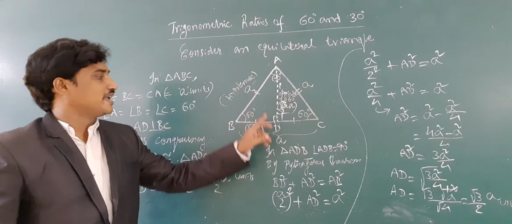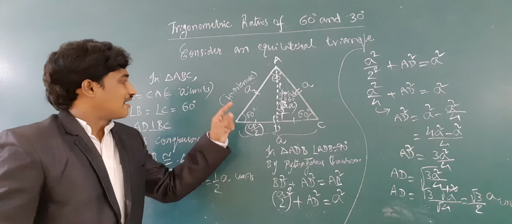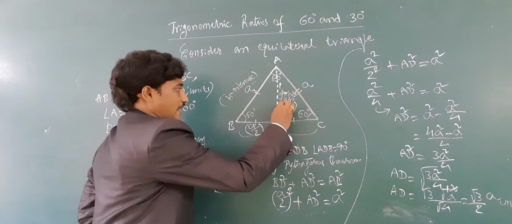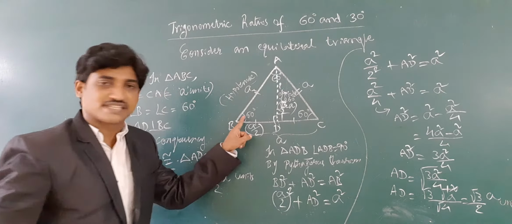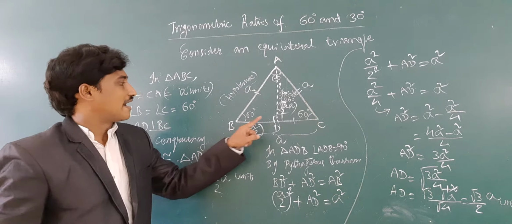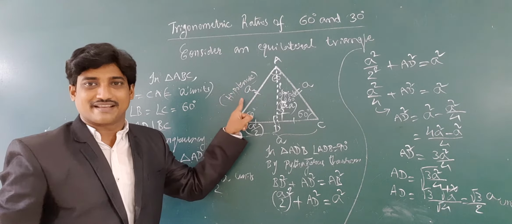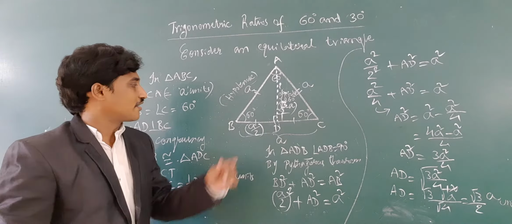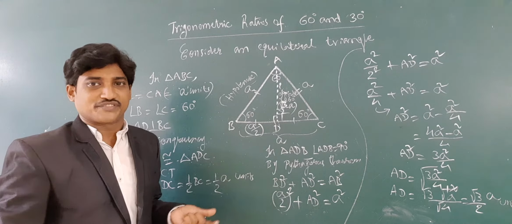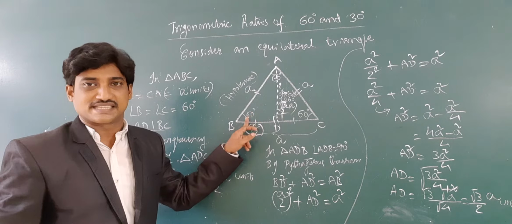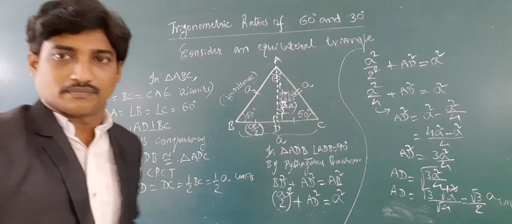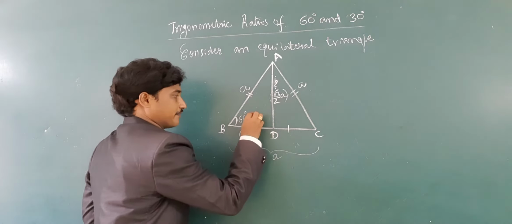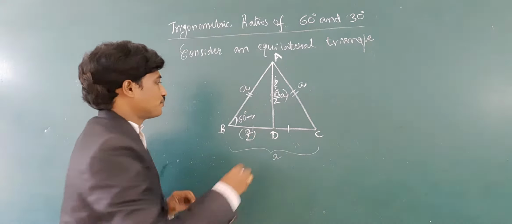So in triangle ADB we got the side opposite to 60 degrees, AD, as root 3 by 2 A. The adjacent side to 60 degrees is A by 2 units. And the side opposite the right angle, the hypotenuse, has length A units. As we got all three side lengths, now we can find the trigonometric ratios of the angle 60 degrees. For this 60 degrees, AD is the opposite side.